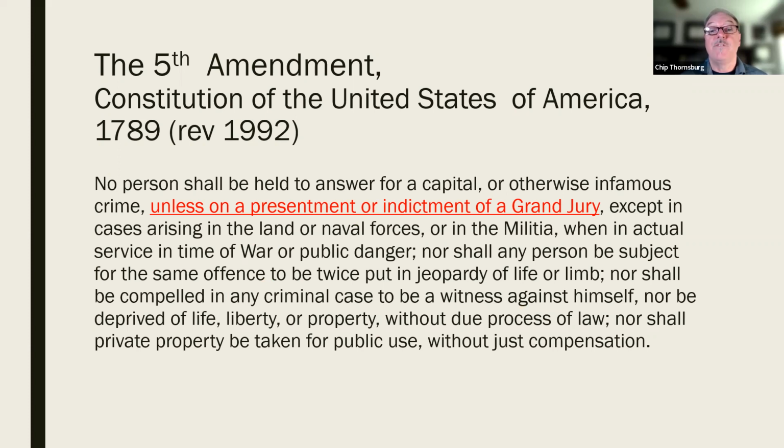We move over to the Fifth Amendment. So the Fifth Amendment, right? No person shall be held answerable to a capital, or otherwise infamous crime unless on presentment of an indictment of a grand jury. And so the Fifth Amendment, along with the right not to incriminate yourself, right, and due process, says for felony offenses, we need to have an indictment from a grand jury.